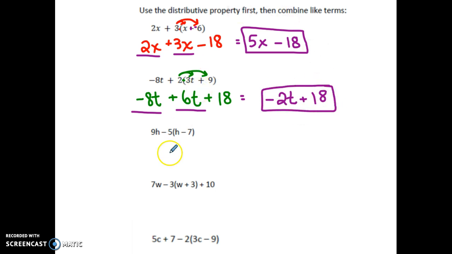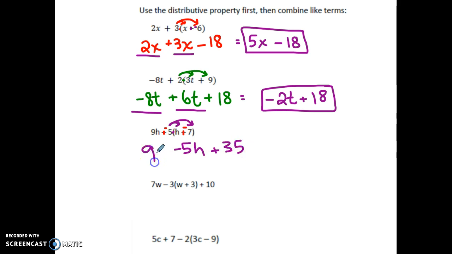And actually, guys, I think we're going to do one more together. This one's tricky because we have subtraction here and here. And that means we are distributing, see where the parentheses are? We have this -5, which is directly outside. So that means we will be getting -5 times h, which is -5h. And then -5 times -7 is positive 35.